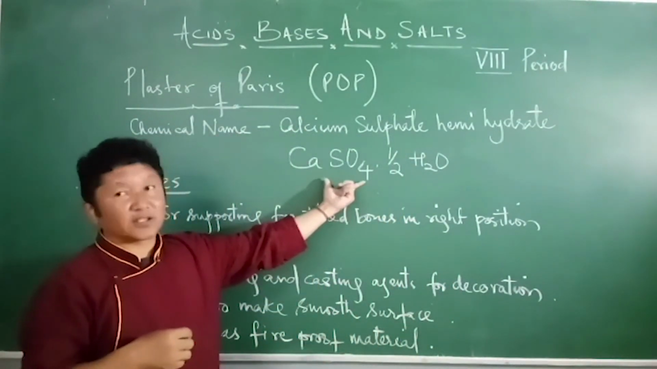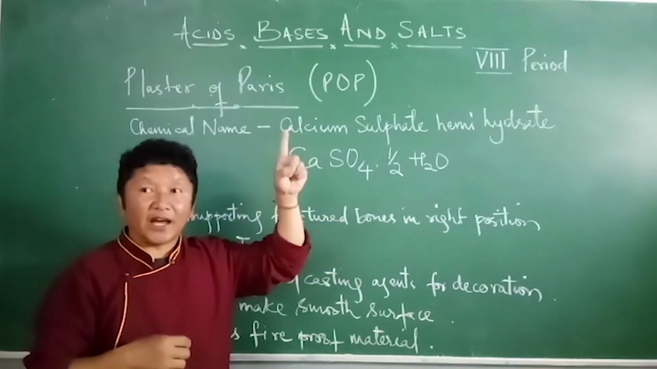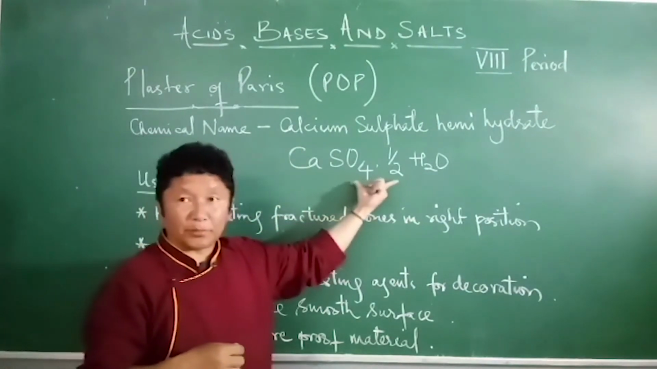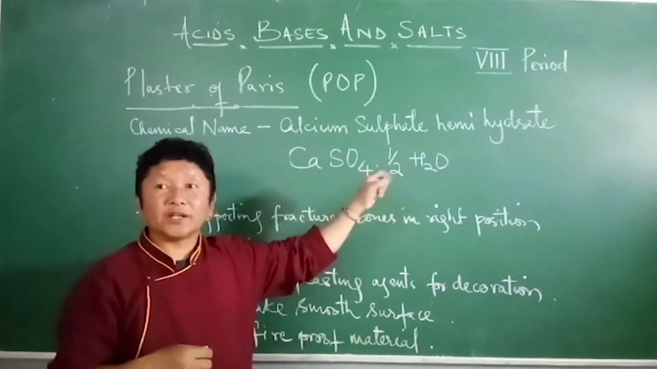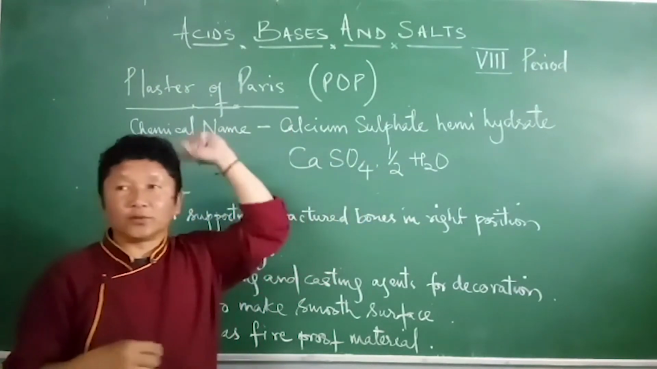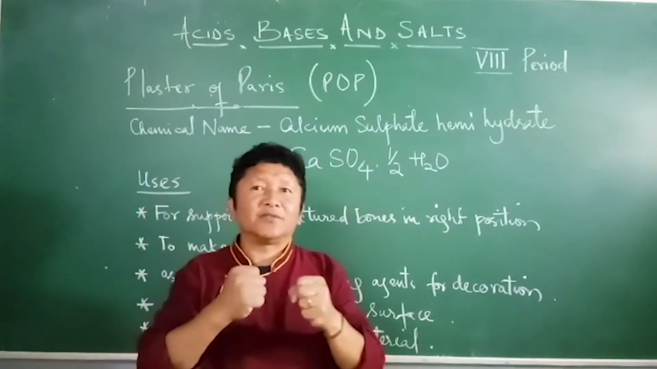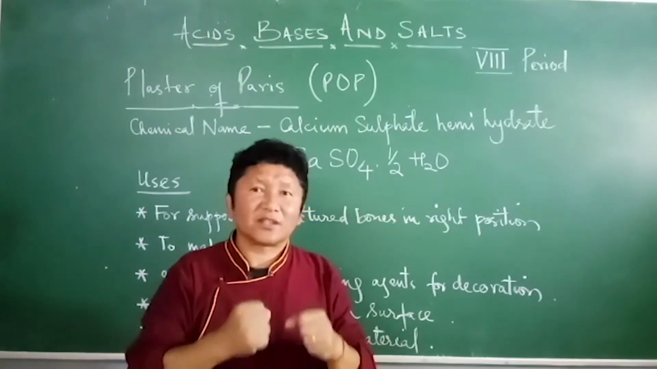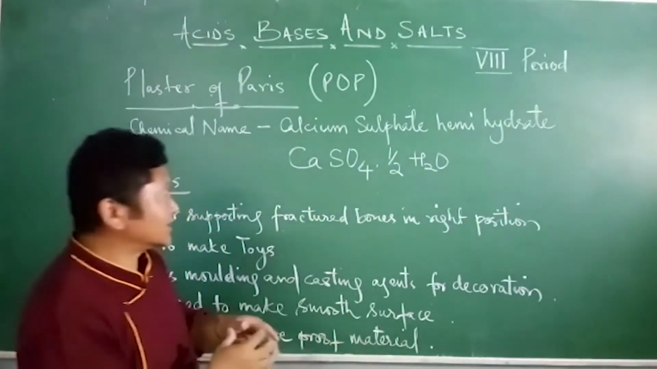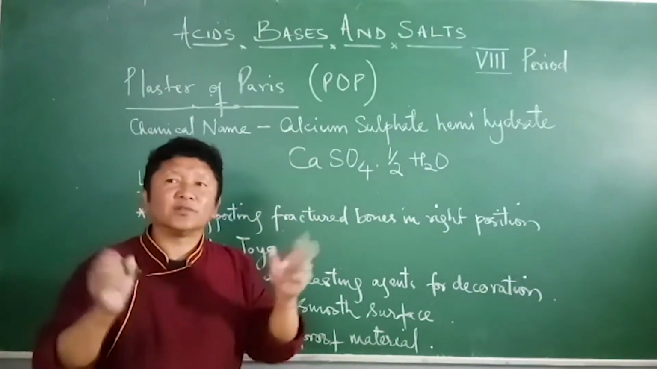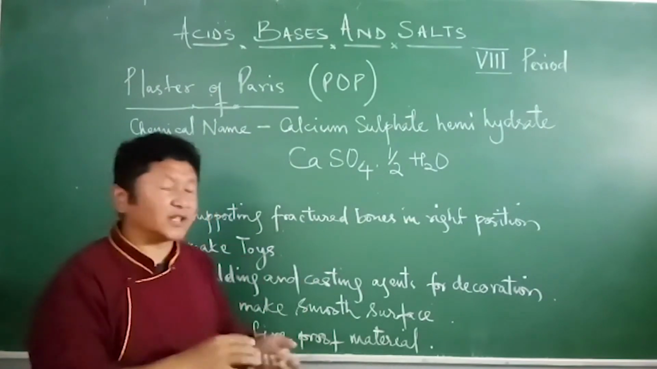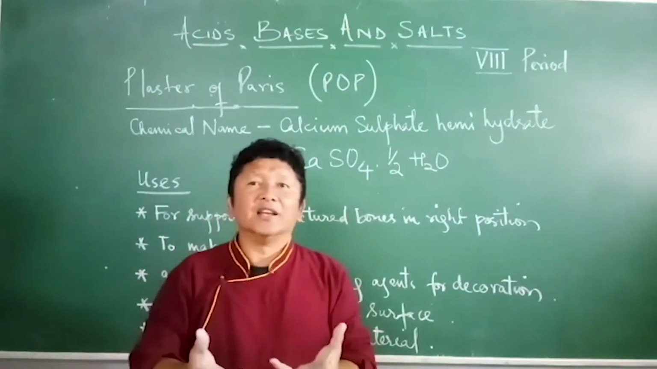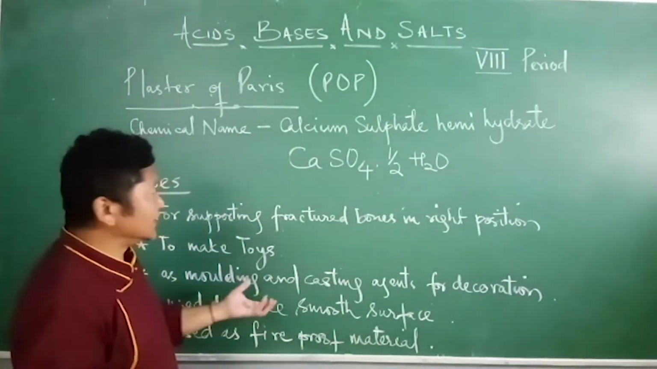Gypsum on heating at 373 degrees Kelvin will get converted into plaster of Paris. And plaster of Paris, when it gets rehydrated, will get converted back to gypsum, which is a very hard substance. That hard substance can fight fires, and it gives lots of bright colors. So it is used as a molding and casting agent for decorative elements.